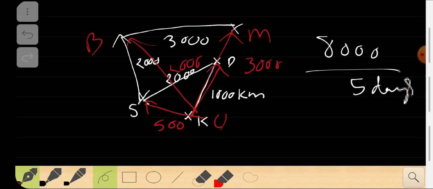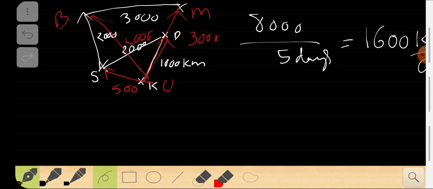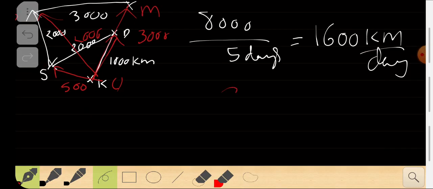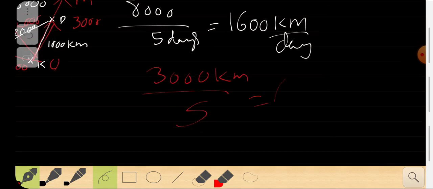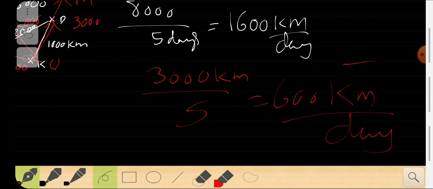So the total displacement here is just the initial and final point. That's the only thing that matters. So the final displacement is 3000 kilometers. So 3000 kilometers in 5 days, that is around 600 kilometers per day. That's the rate at which I am displaced. That's called the displacement.